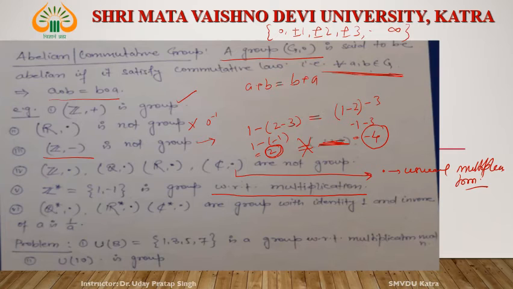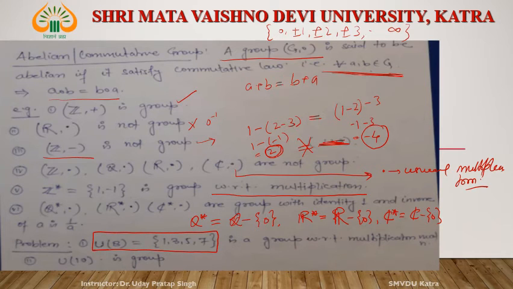Now Q star. What is Q star? Remember that Q star always denotes the set excluding 0. What is R star? That is R minus 0. What is C star? That is C minus 0. Right? Now, what is U8?